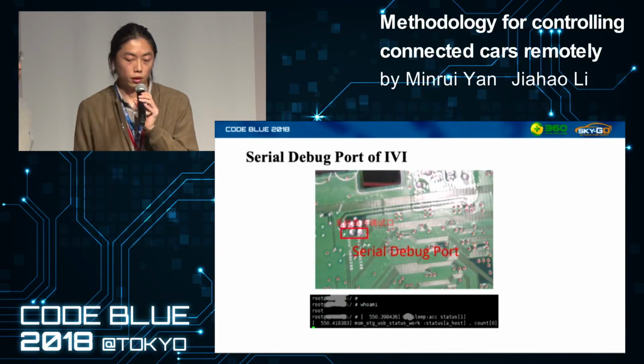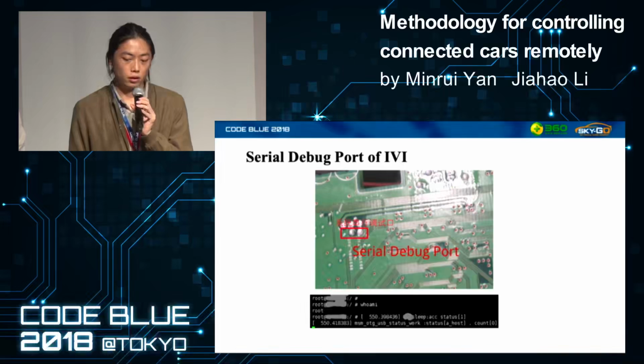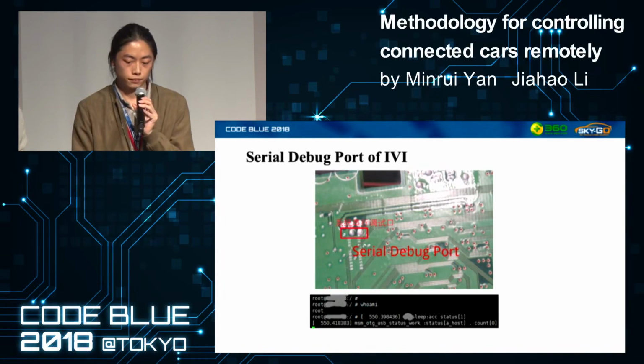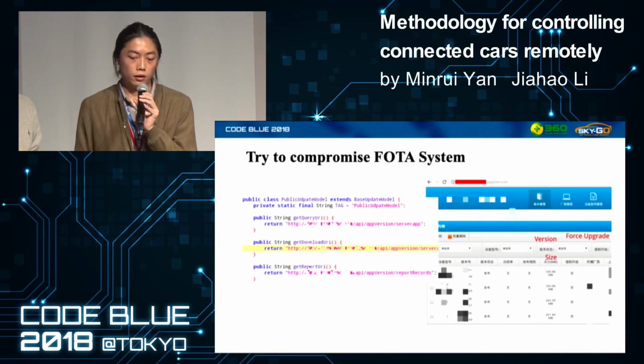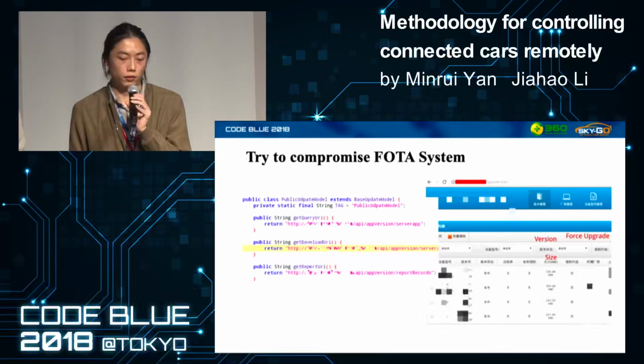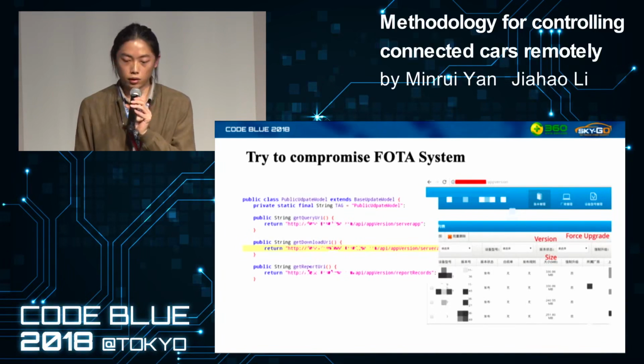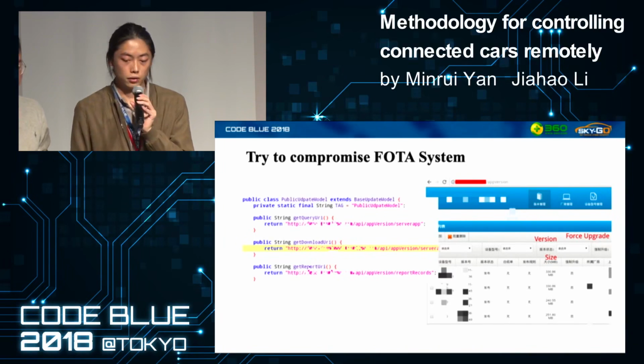We found a debug port and we got a root shell. Then we got a system file, and it's an Android system. We analyzed the system file. Then we found the server of the FOTA platform. You can see the URL in the left picture. By the way, it's HTTP.